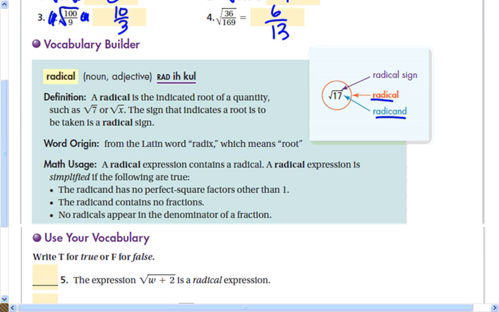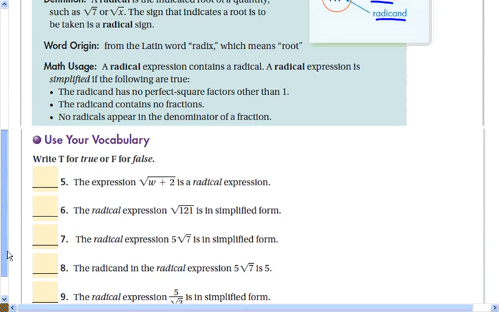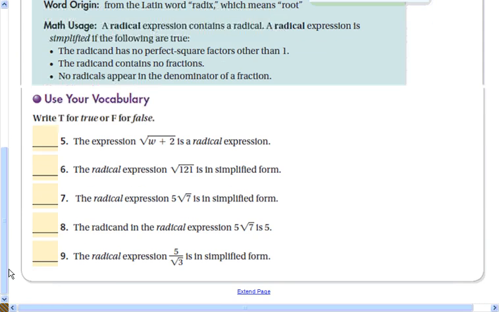All right? So, true or false, the expression square root of the quantity w plus 2 is a radical expression. That's true. The radical expression square root of 121 is in simplified form. False. Think about what it should be. The radical expression 5 times square root of 7 is in simplified form. That's true. I didn't review these, but I hope you check this out.